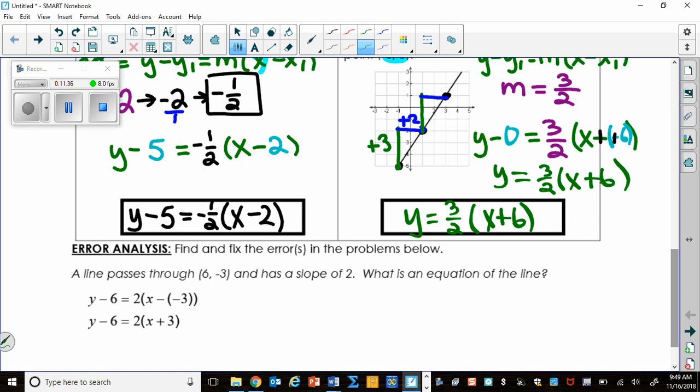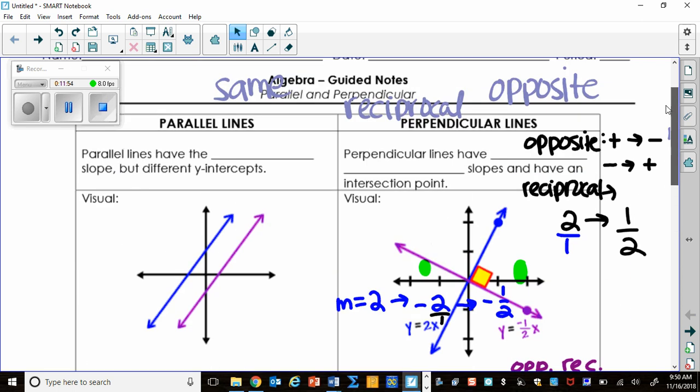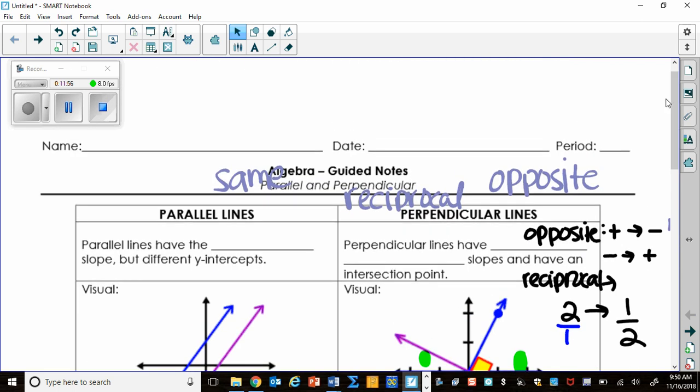So that's pretty much it. That's parallel and perpendicular lines for you. If you could please try some of the problems on the back. It's a mix of point slope review and the topic for today, which is parallel and perpendicular. You can find the answer key on Google Classroom. For the remainder of this, I will be going over it in class, okay?